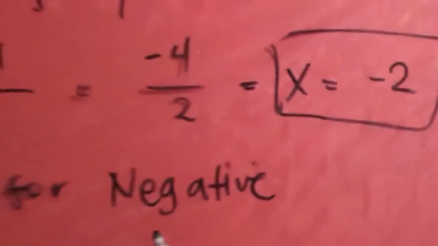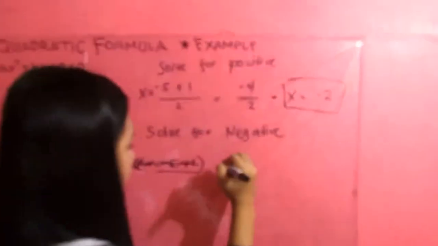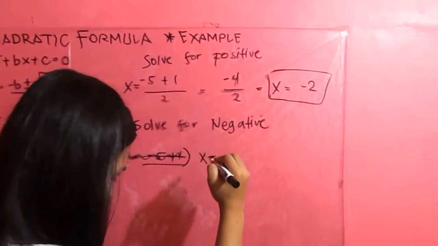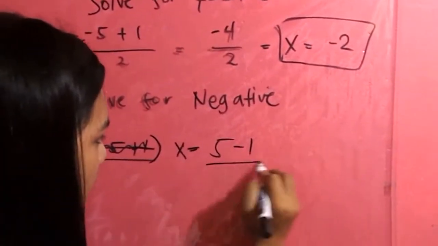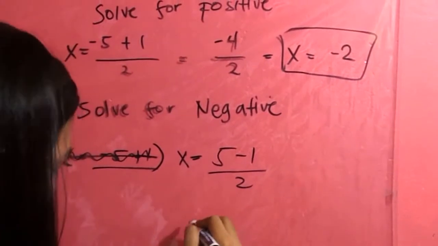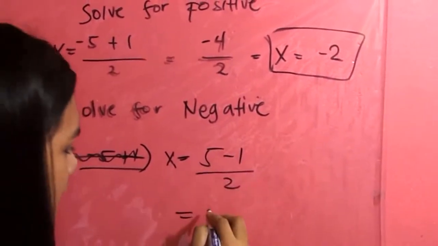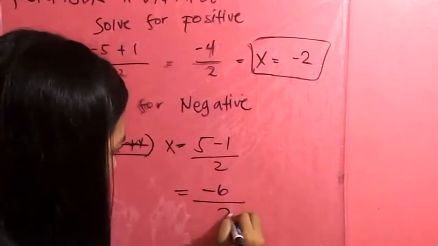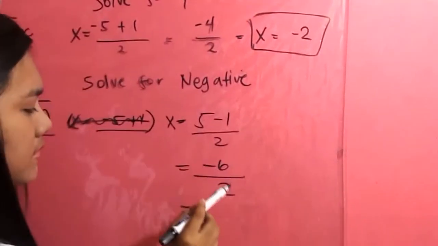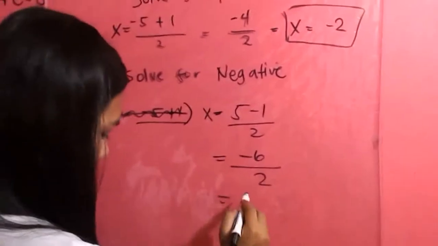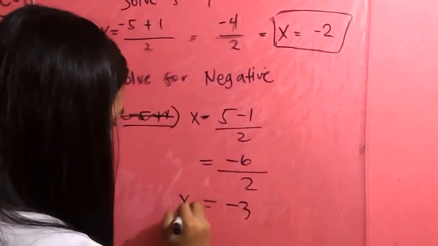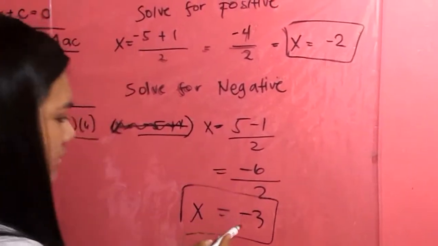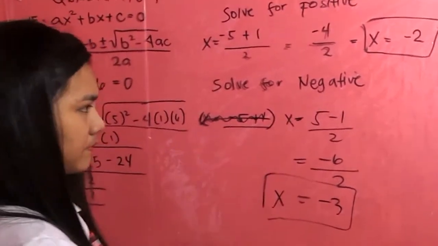Now, solve for negative. x equals negative 5 minus 1 over 2, which equals negative 6 over 2, and negative 6 divided by 2 equals negative 3. So, this is the answer for the negative.